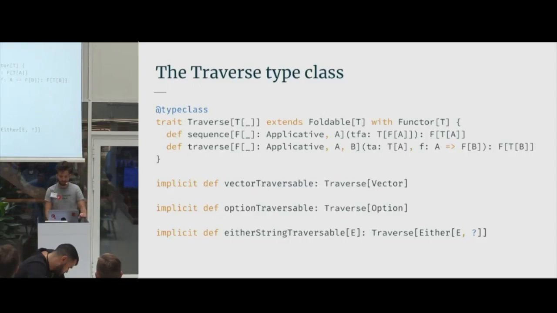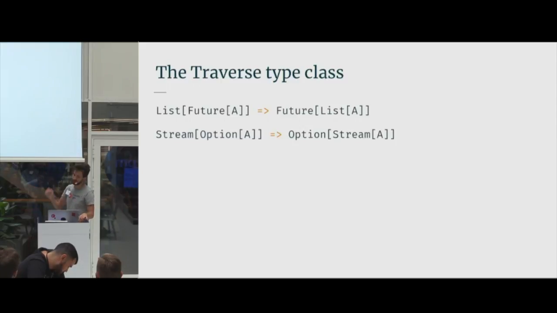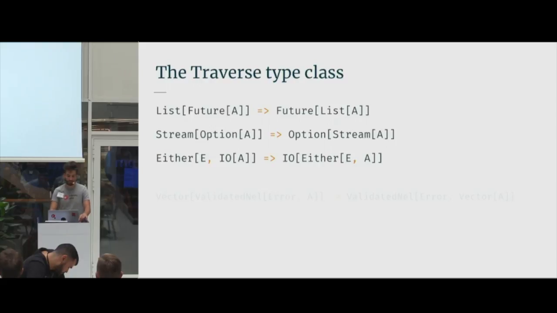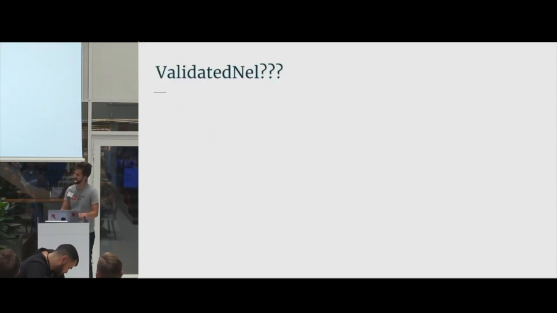Okay, so that's that. Yeah, so what can we do with this? We can turn lists of futures into futures of lists. That's cool. We can also do something like this. We can turn stream of options into option of streams. We can turn either E or IO of A's into IO of either of E and A, right? And we can also do things like vector validated NEL, error or A into a validated NEL. What? So what the hell is validated NEL?